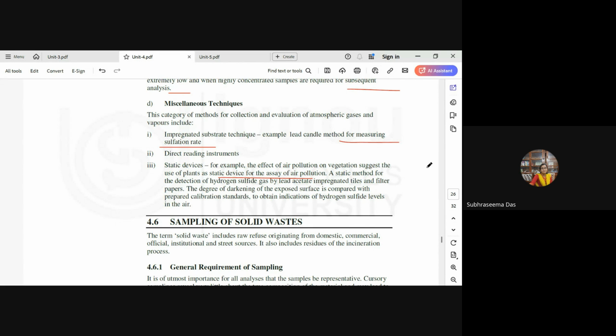So what happens here is, when we want to see the influence of air pollution on a particular crop, the plants serve as a static device. A static method for the determination of hydrogen sulfide gas uses lead acetate impregnated tiles and filter papers. The degree of darkening of the exposed surface is then compared with the calibration standards to find out the level of H2S present in the air. So this is how plants have been used as static devices.